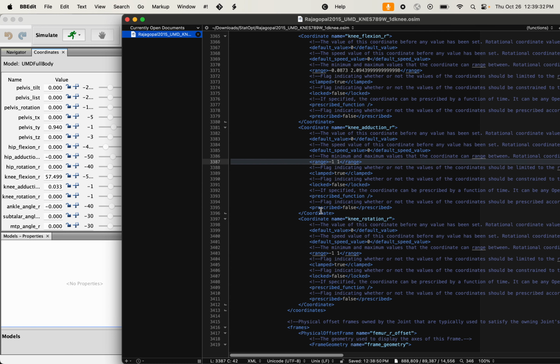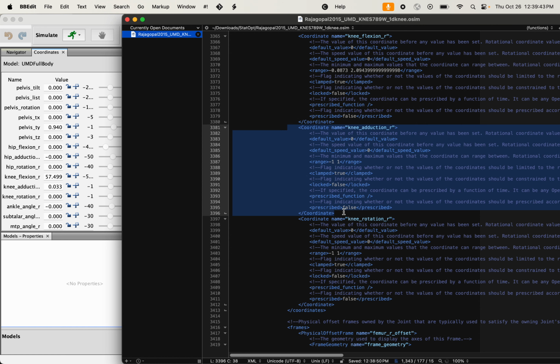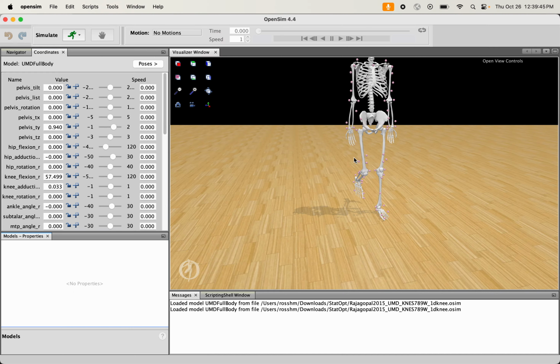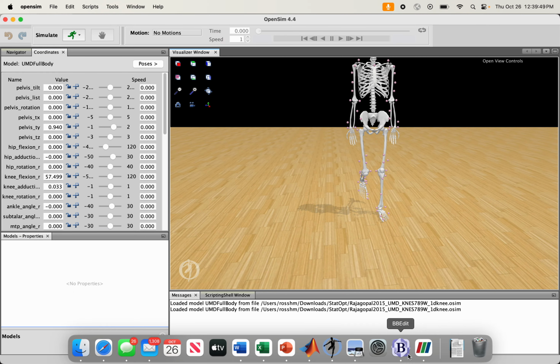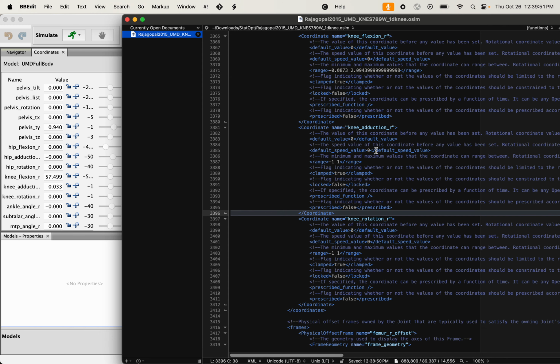Me, as a kinesiologist and a biomechanist, I know what knee adduction is. I know what that motion means anatomically. OpenSim on its own isn't smart enough to figure that out, right? It doesn't know that because I defined knee adduction here, I want it to rotate my knee in the frontal plane when I change that value. It doesn't intuitively know that. I have to tell it those things.